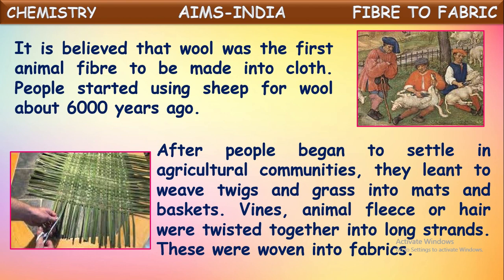They would weave these grass and twigs into mats and baskets. So vines and animal fleece or hair were twisted together into long strands. These long strands were woven into fabrics. So from this fabric, they started making cloths.